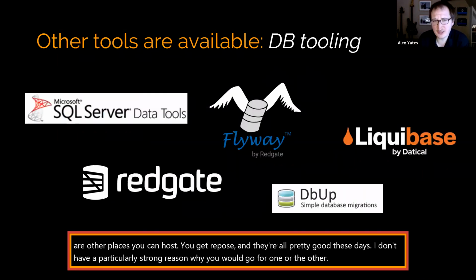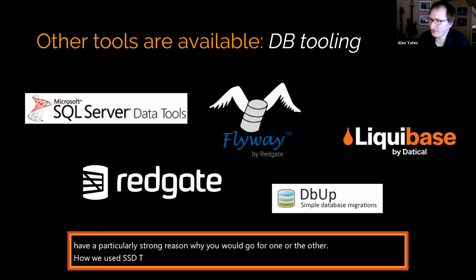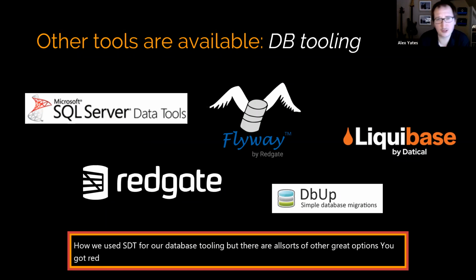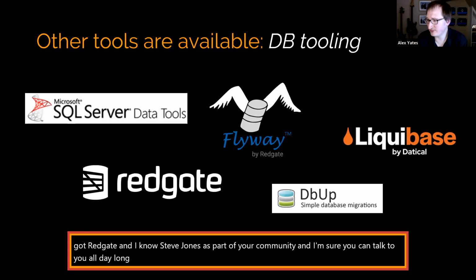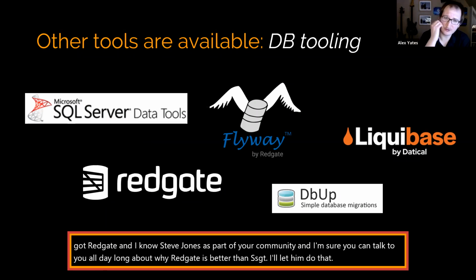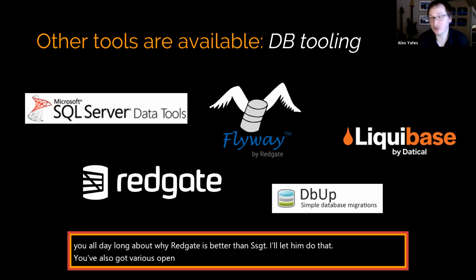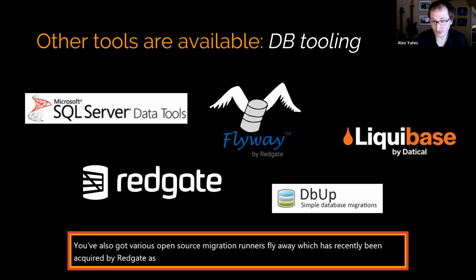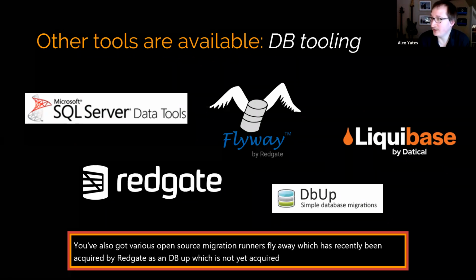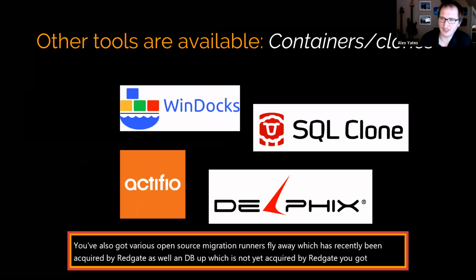We used SSDT for our database tooling, but there are all sorts of other great options. You've got Redgate, and I know Steve Jones is part of your community, and I'm sure he can talk to you all day long about why Redgate is better than SSDT. I'll let him do that. You've also got various open source migration runners, Flyway, which has recently been acquired by Redgate as well, and dbup, which is not yet acquired by Redgate. You've got Liquibase, you've got various others.